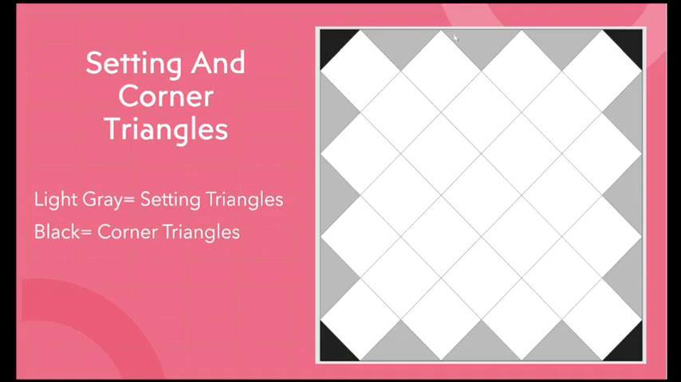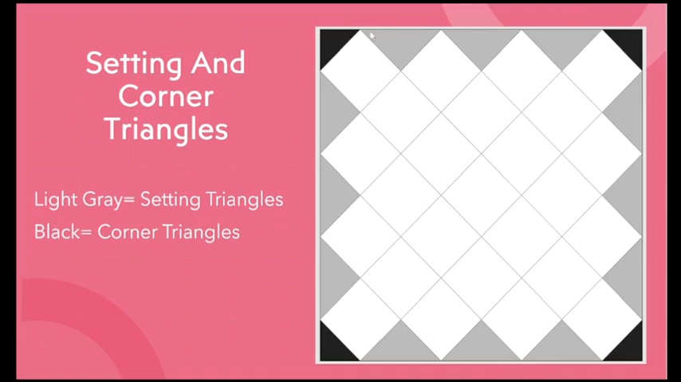But we use these setting and corner triangles to give us the straight edge that is going to go down and around the sides of the quilt. The important thing to know when we're dealing with corner and setting triangles is to understand where the straight of grain is on your triangle and where it needs to be.